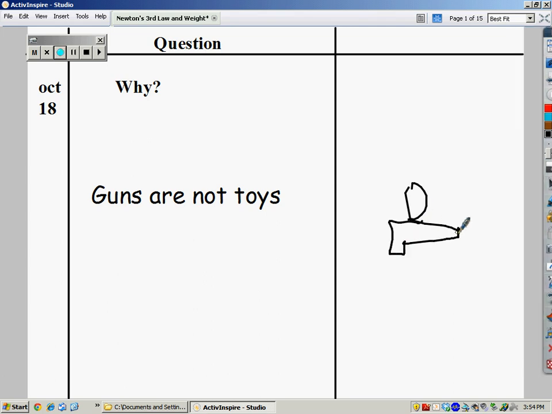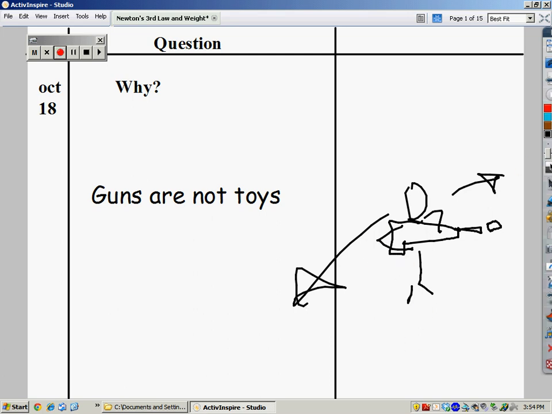We'll call that a big rifle. And the person's holding the gun. But when they fire, boom, the bullet goes forward, the person comes back. So here's your bullet, goes forward, but it also pushes the person back. And why? So that's kind of our topic for the last portion of this unit.